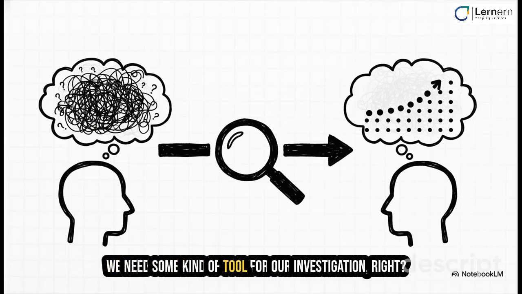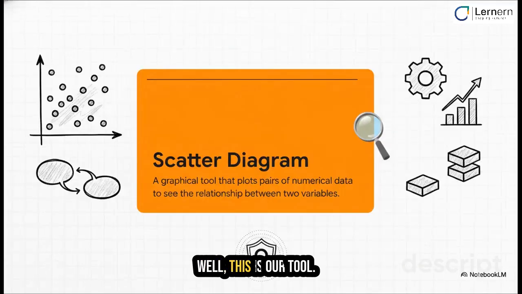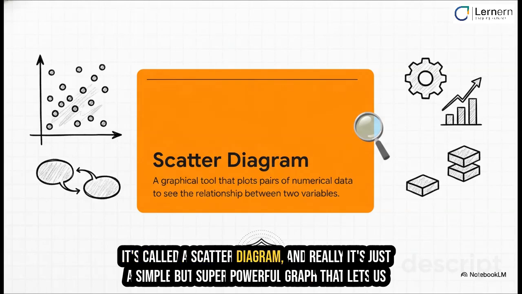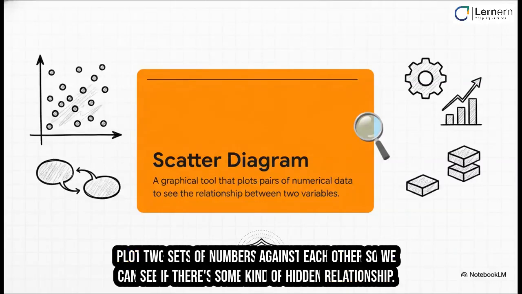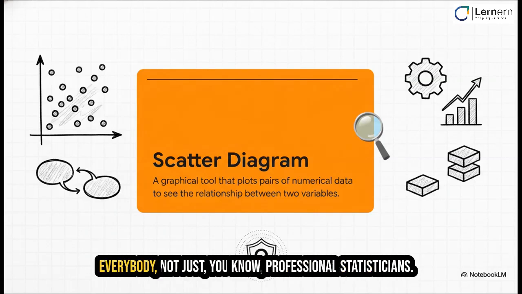We need some kind of tool for our investigation, right? A way to see if there's a real pattern hiding in all the noise. Well, this is our tool. It's called a scatter diagram. And really, it's just a simple but super powerful graph that lets us plot two sets of numbers against each other so we can see if there's some kind of hidden relationship. It's actually one of the classic 7 basic quality tools, and the whole point is to make data analysis easy for everybody, not just professional statisticians.